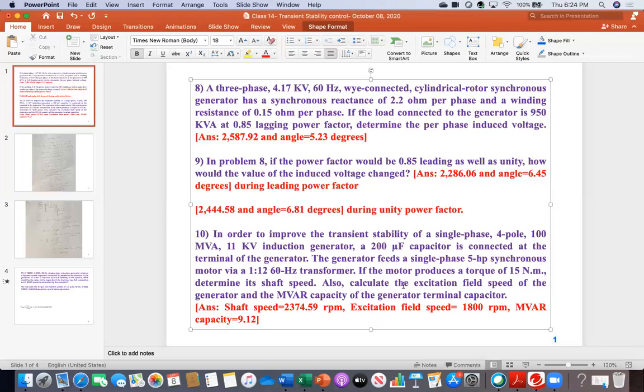Okay. So those who are attempting number 10, please see, I have written down the answer for you. Shaft speed should be 2374.59 RPM. Excitation field speed should be 1800 RPM. And megawatt capacity 9.12.